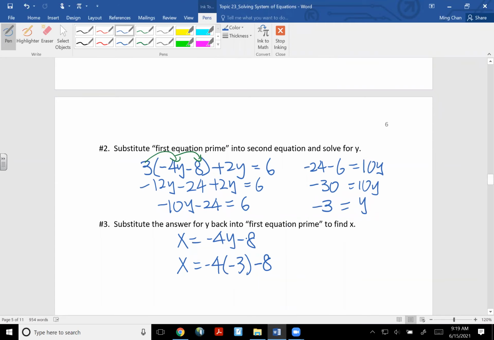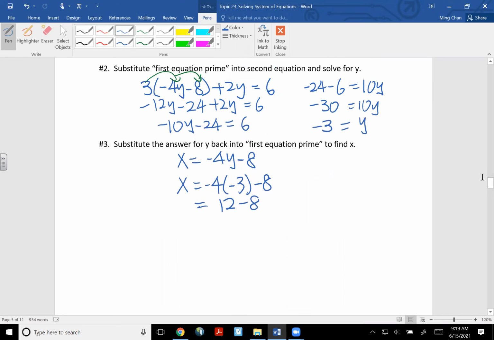All right, substitute back into the first equation prime and find x. So that should be positive 12 minus 8. X should be 4. So just like earlier when I graphed the solution to the system, x is 4, y is negative 3. Okay.